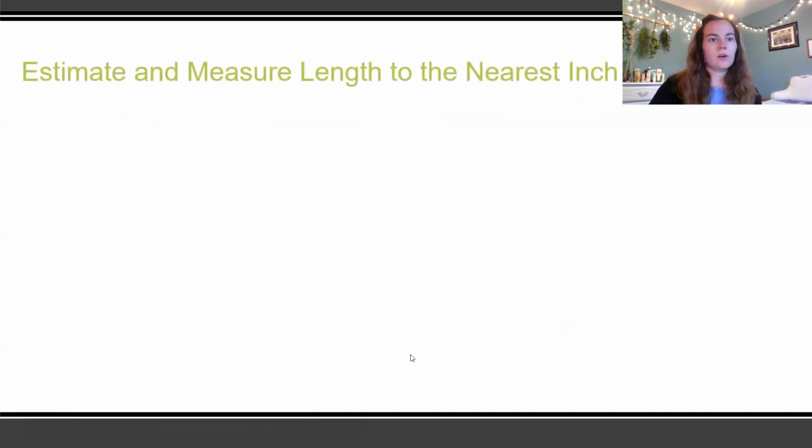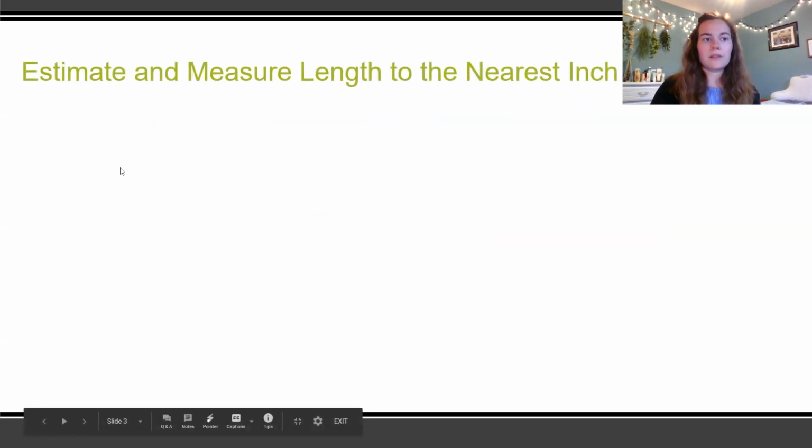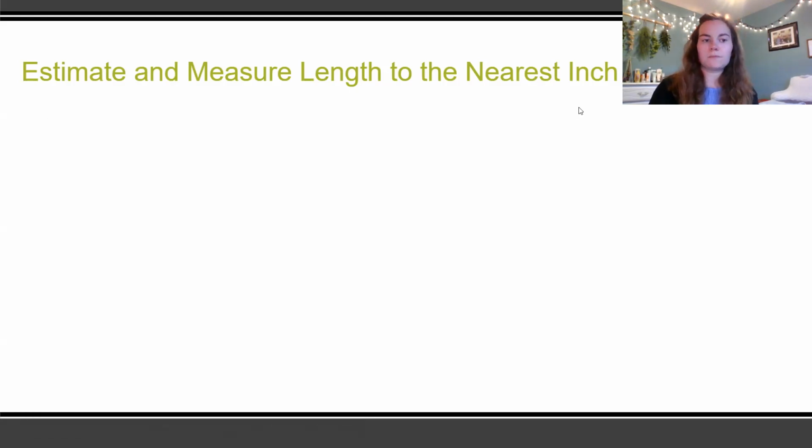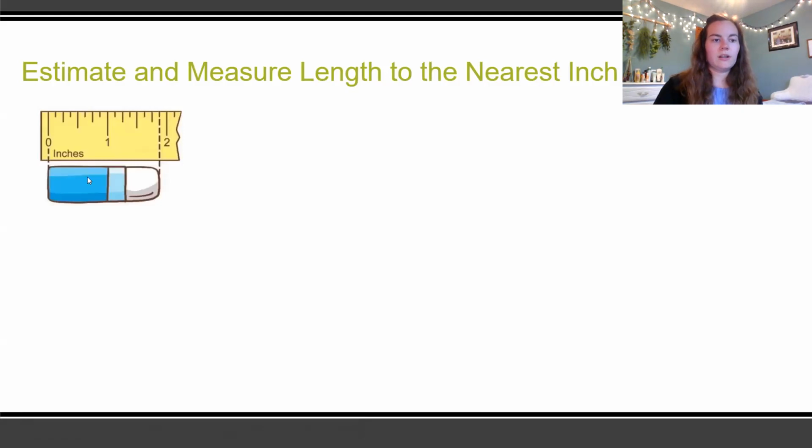Okay, so our first thing that we're going to be looking at today is estimating and measuring length to the nearest inch. So here is a picture of an eraser, and notice we lined it up right to the 0 like we all know how we're supposed to. And then here's our 1 inch. It's not really to the 1 inch, it's kind of past that. And here's our 2 inch. So I'm asking you to measure it to the nearest inch. So it's not quite at 2 and it's not at 1.